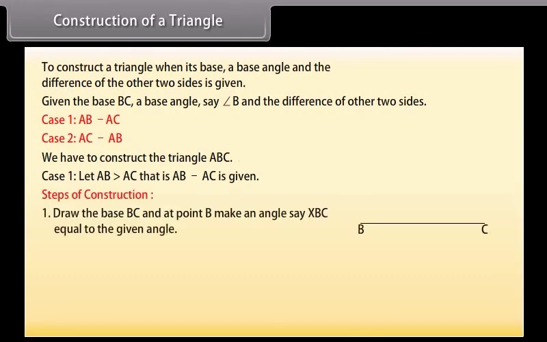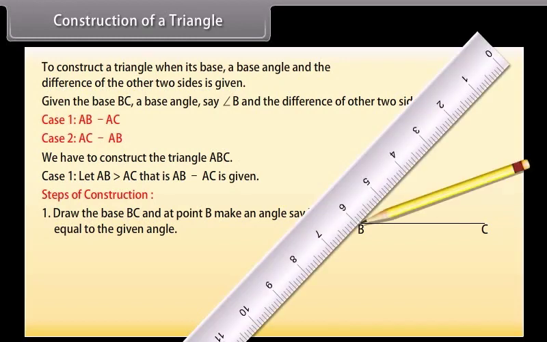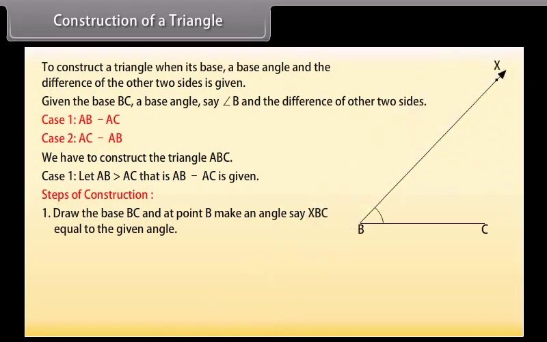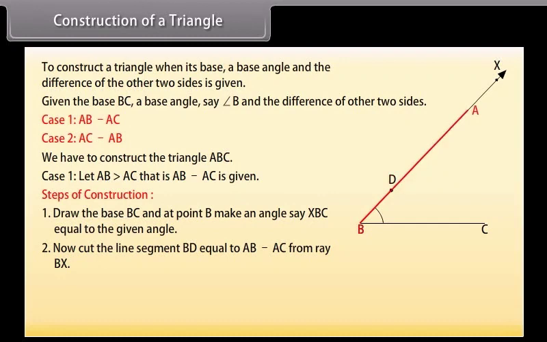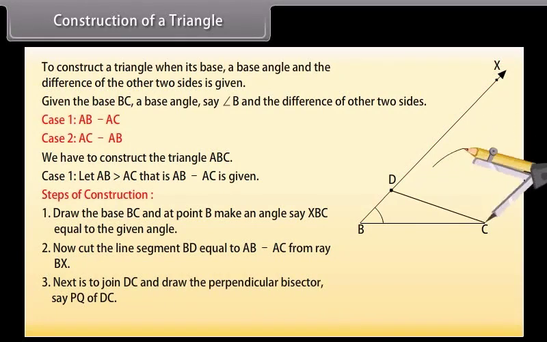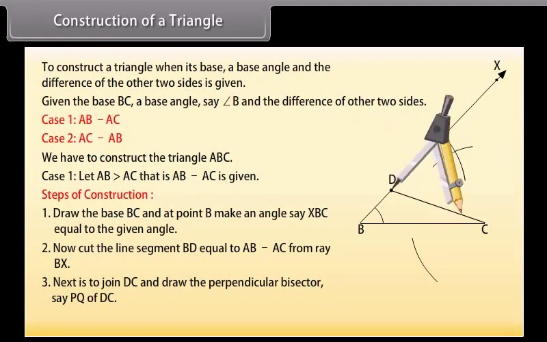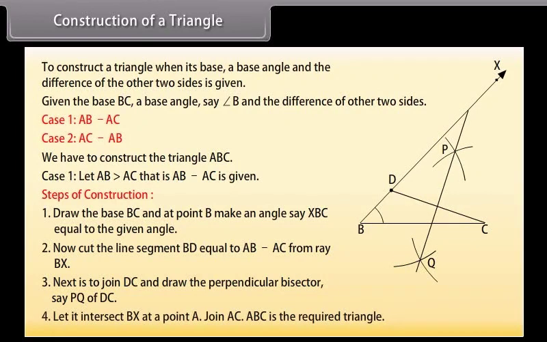First of all, draw the base BC and at point B, make an angle, say XBC, equal to the given angle. Now cut the line segment BD equal to AB minus AC from ray BX. Next is to join DC and draw the perpendicular bisector, say PQ, of DC. Let it intersect BX at a point A. Join AC. Then ABC is the required triangle.